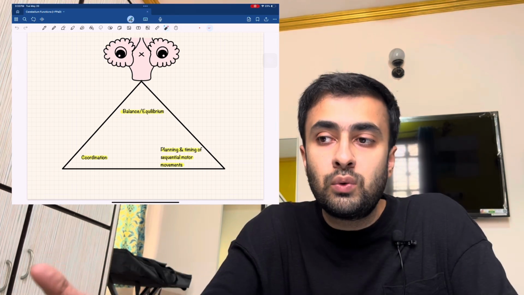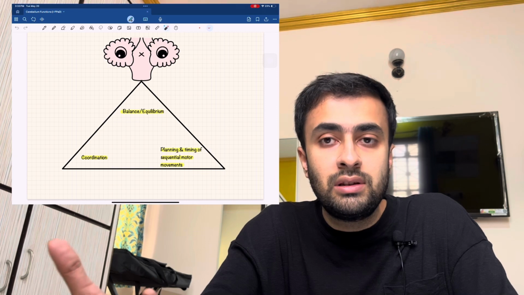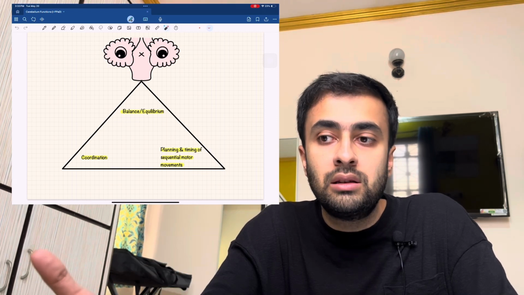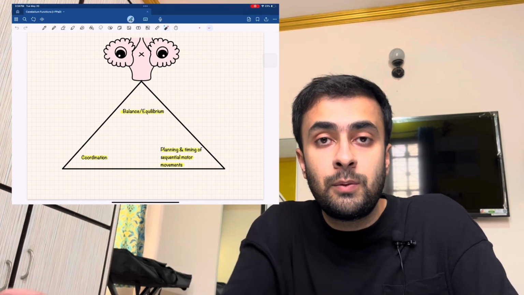I hope that this was helpful for you to now understand the complex terminologies and the complex mechanisms behind the functioning of the cerebellum. And this would help you to understand the functional anatomy of the cerebellum even better.